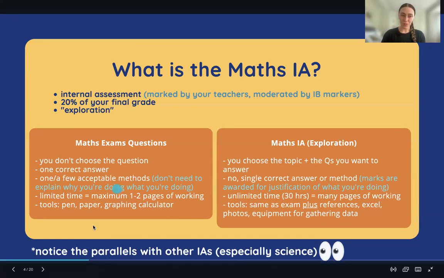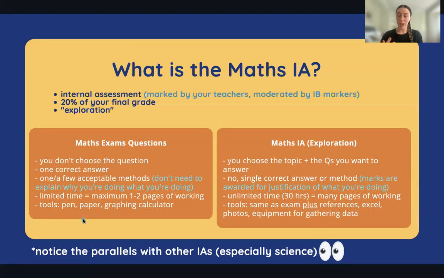Next, last 2 concepts: the maths exam, obviously you have a limited amount of time, and so there's a limited depth that you can get into a topic within a single question. Whereas in the maths IA, the IB suggests that you spend around 30 hours on your maths IA. So that amounts to many, many pages of working and a lot of time doing maths.